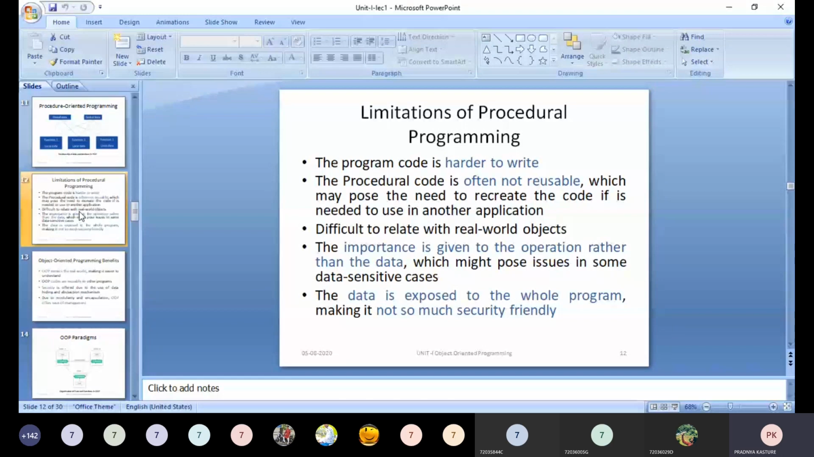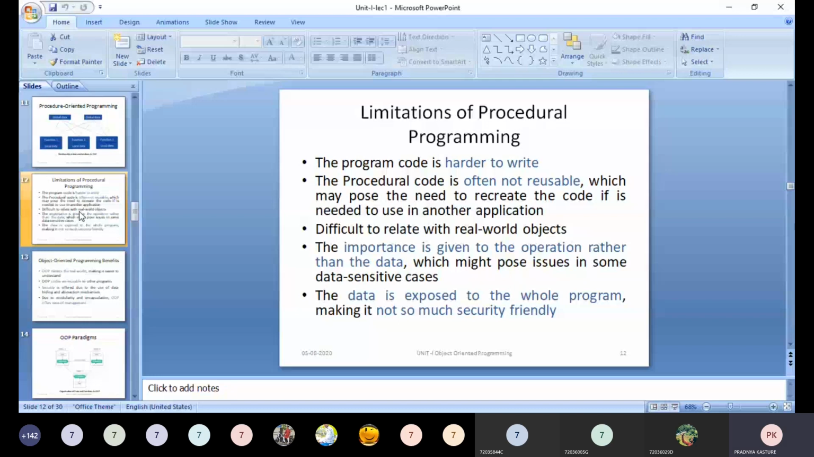These can be listed out. The program code is harder to write. Then, the procedural code is often not reusable. Whatever code is written for a function is not reusable for other procedural code, which may create the need to recreate the same code again and again if it is needed for another application. That is one limitation.